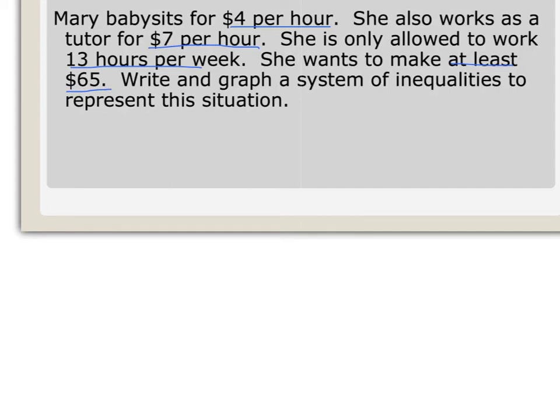So same process here. Of course, we're going to have X and Y, but what are they? It seems to be the hours of work that she puts in for babysitting and for tutoring. So we'll just say X will be for babysitting, and we'll say Y will be for tutoring.